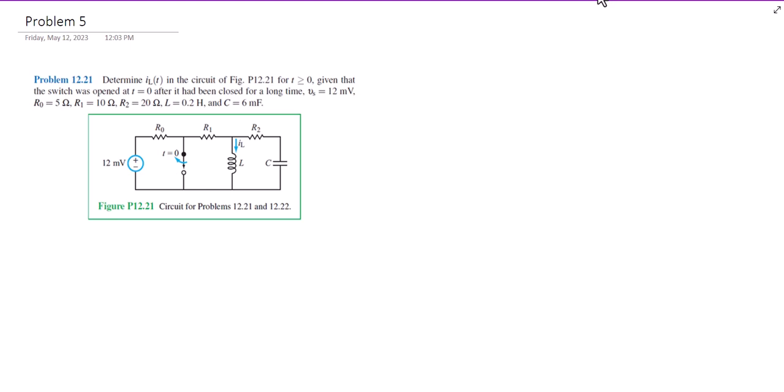Okay, I'm taking a risk here because I haven't worked this one out. So we'll see how many mistakes I make.